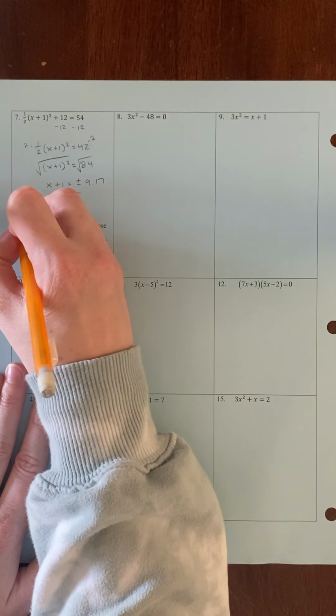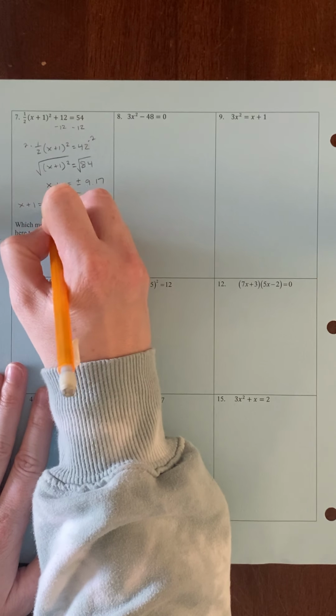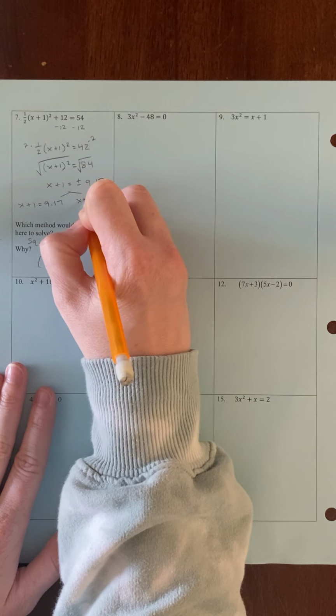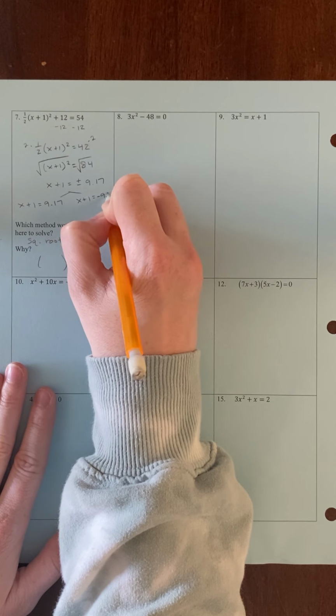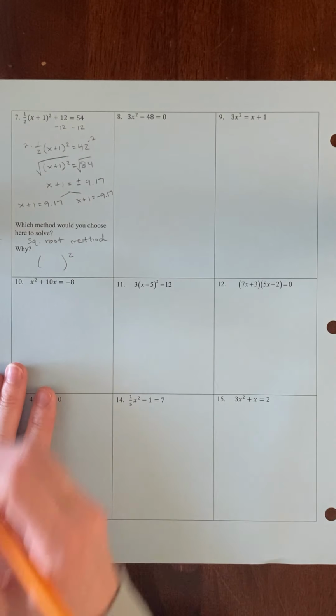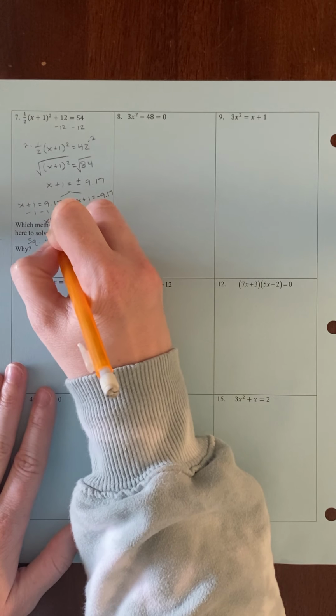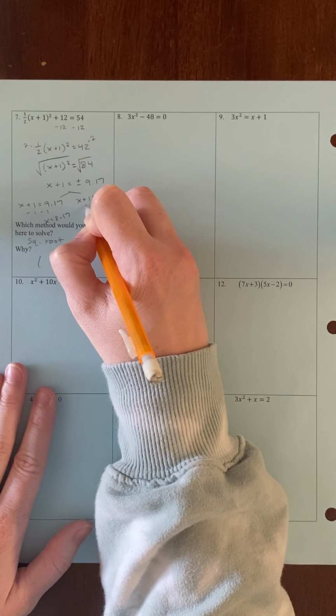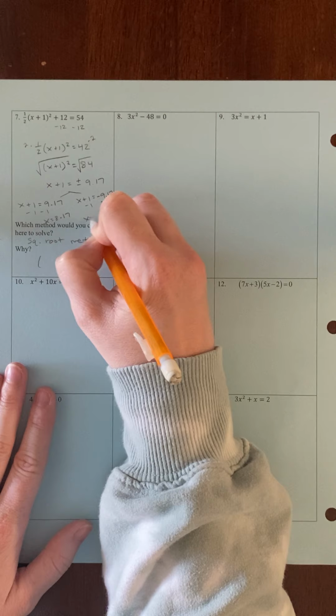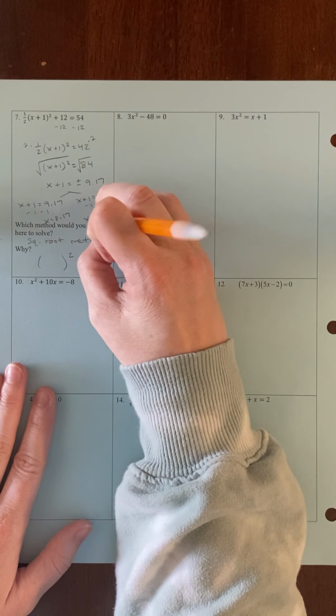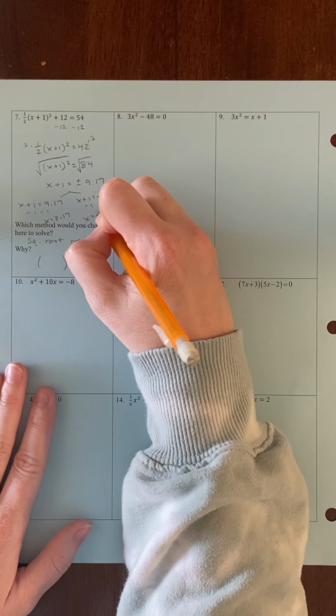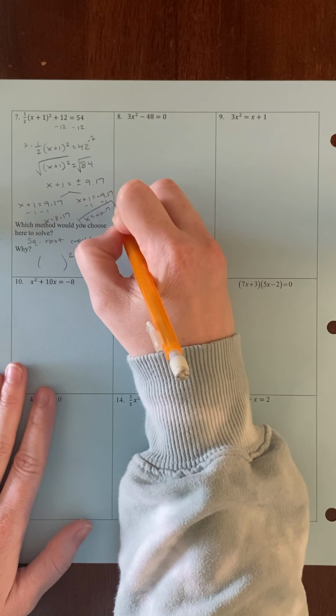Then I'm going to solve each of those. X plus 1 is equal to positive 9.17, and x plus 1 is equal to negative 9.17. So I get 8.17 and negative 10.17.